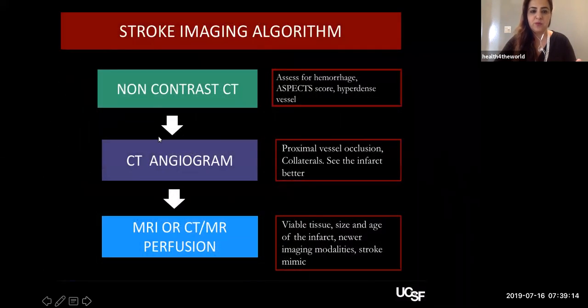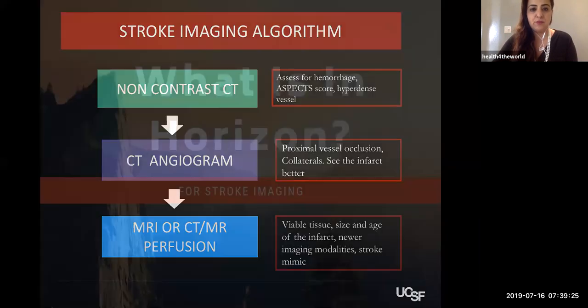All right, so just moving on with the stroke algorithm. The first step is always the non-contrast CT. The second step is CT angiogram. And the third step is, depending on the availability, an MRI or a CT or MR perfusion.